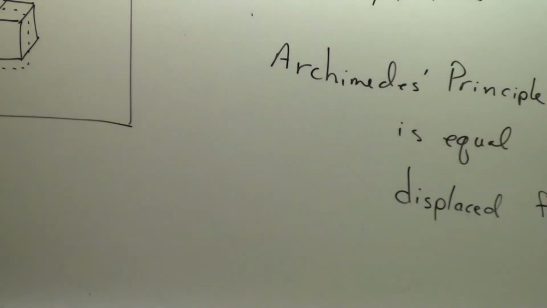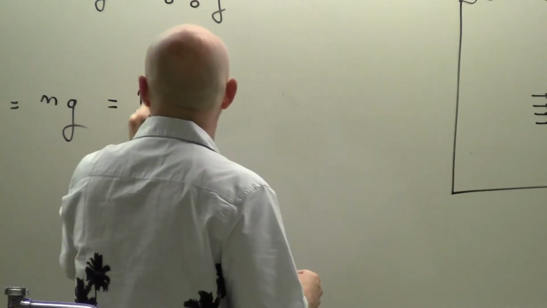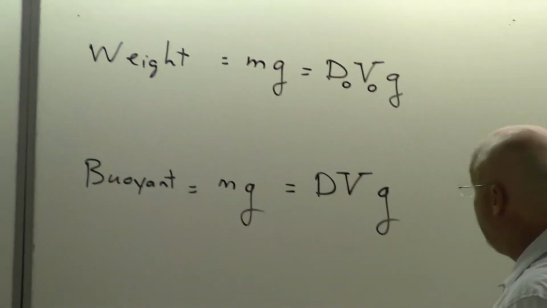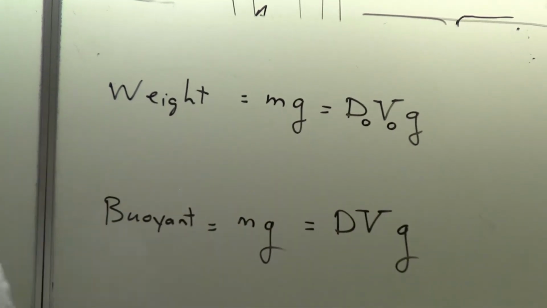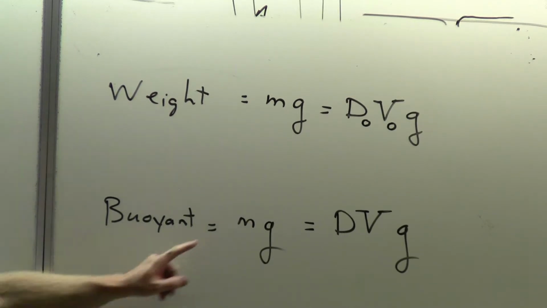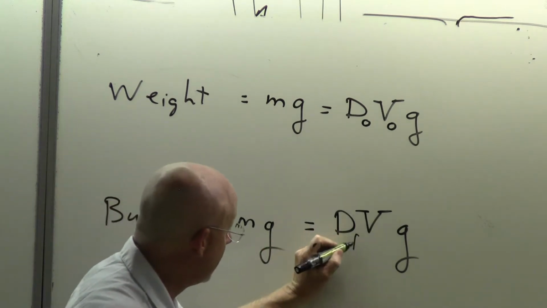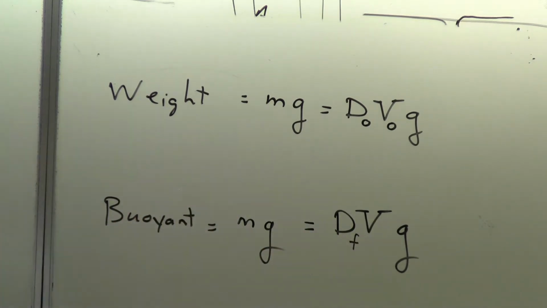So when I make this next step that says it is density times volume times g, I want to be a little careful here. Because the buoyant force is equal to the weight of the fluid that has been displaced. Therefore, I need the mass of the fluid displaced. Therefore, I need, and I'll put a little f down here, I need the density of the fluid.